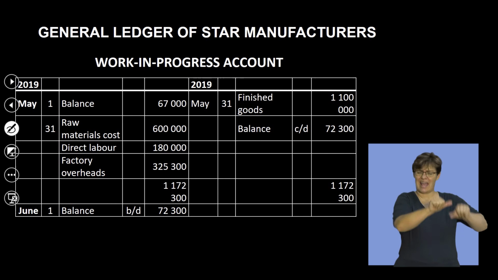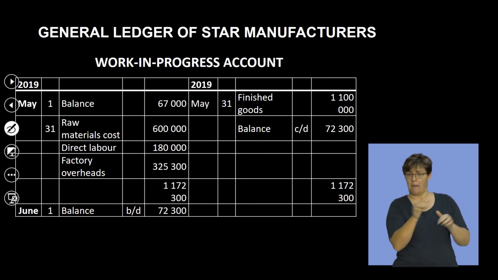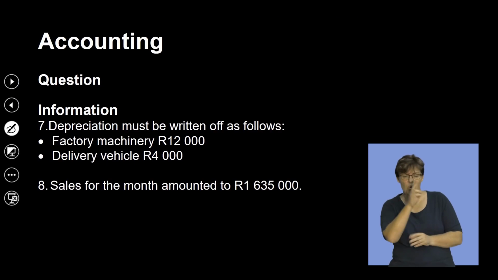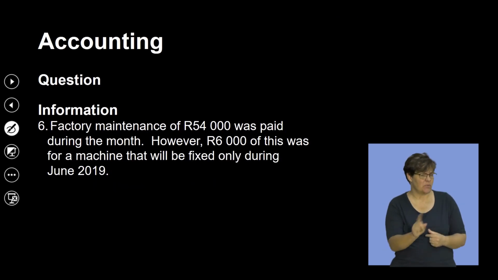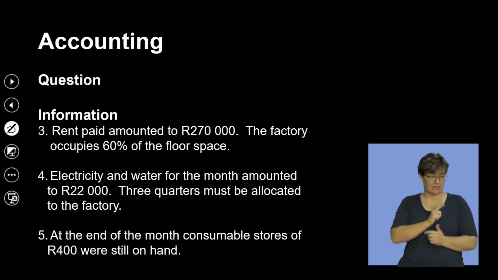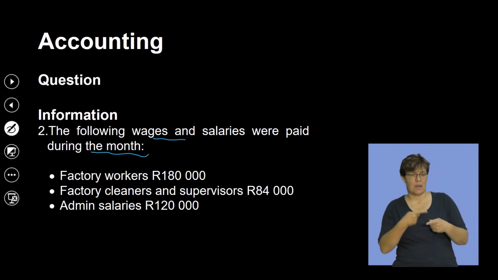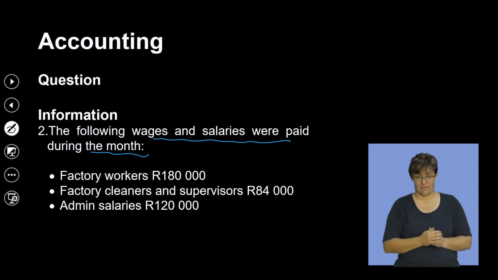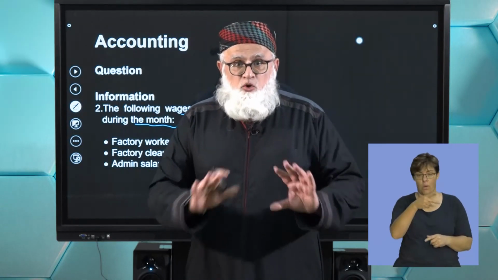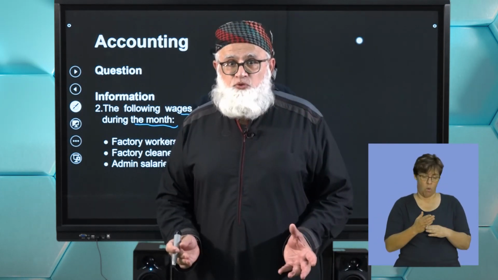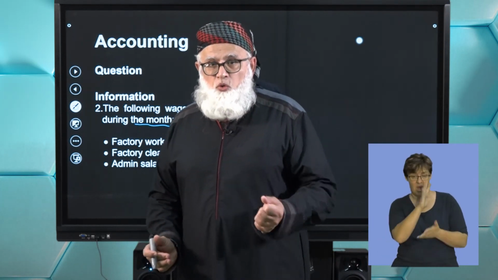We now go on to the information, and we are expected to work out the work in process account, but we're going to come back to this account. Let's just do something before we get there. Let's look at other information that we have. Right, we are told here as well that the following wages and salaries were paid during the month, in other words, during the period under review. Now identify them. What are they?